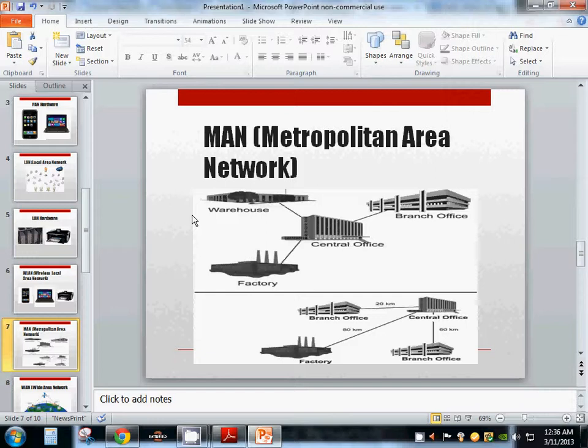A MAN might be owned and operated by a single organization, but it usually will be used by many individuals and organizations. MANs might also be owned and operated as public utilities. They will often provide means for inter-networking of local networks.